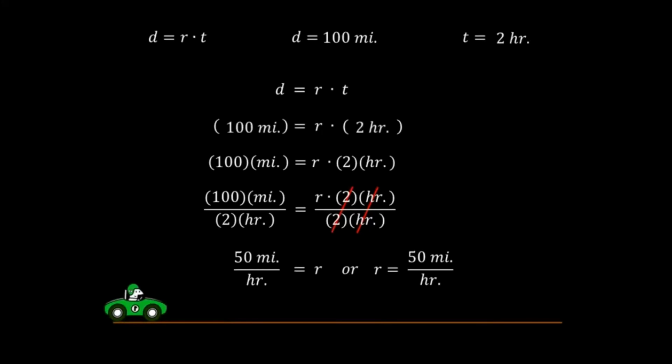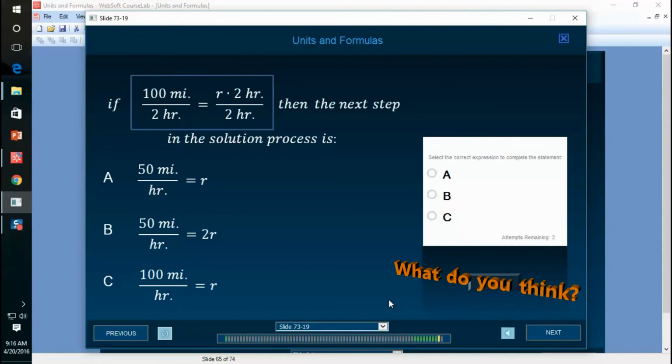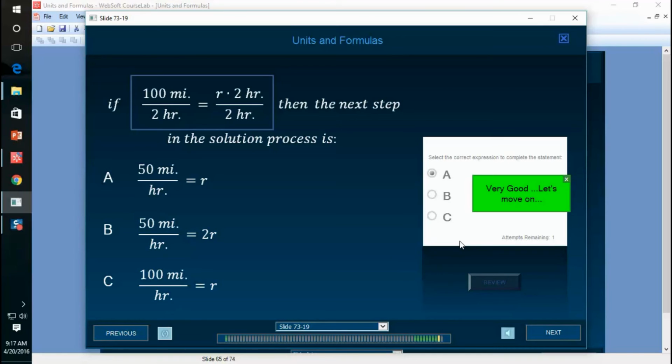Using our symmetric property, we can rewrite this with the R first, the rate first. And we have solved our problem. The rate in this problem, the speed, was 50 miles per hour. If we are at this point in our solution, then the next step in the solution process is which of the following? Good. Our answer is A. 50 miles per hour equals R, or R equals 50 miles per hour.